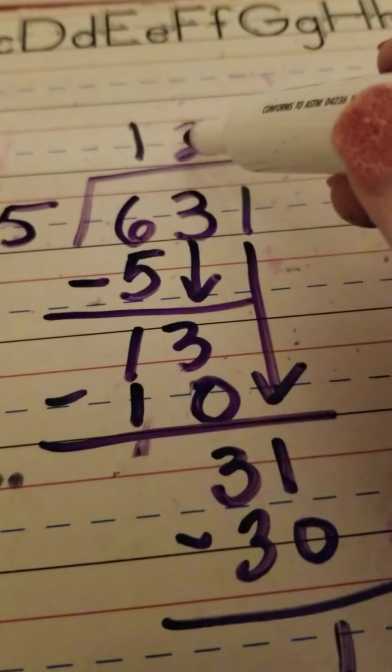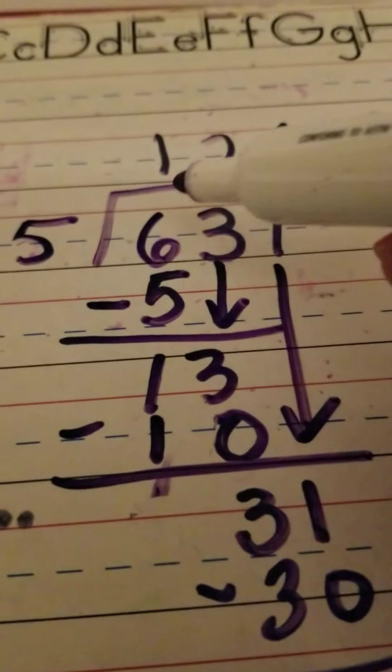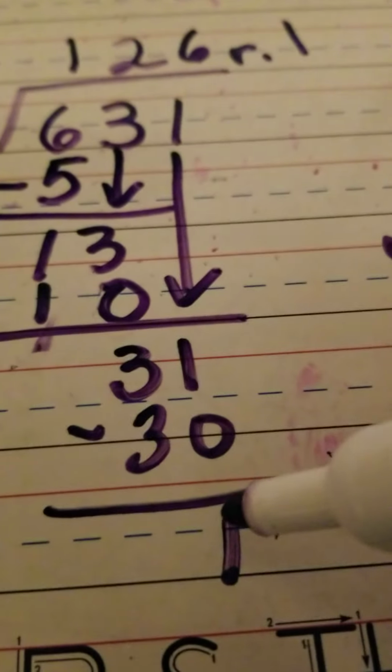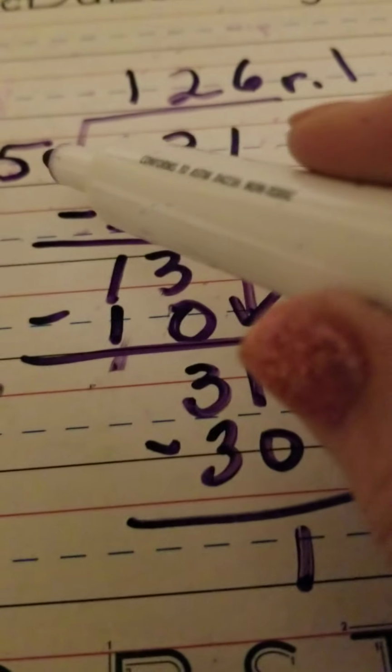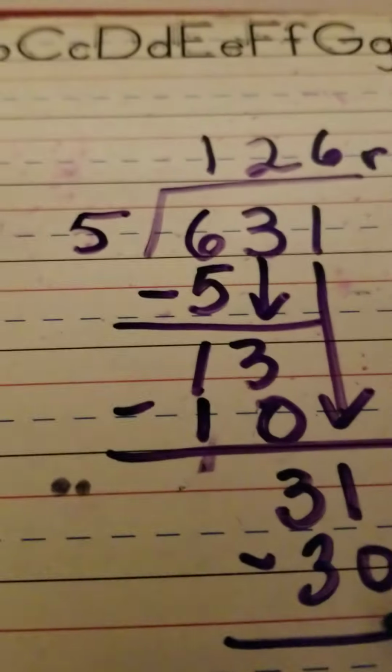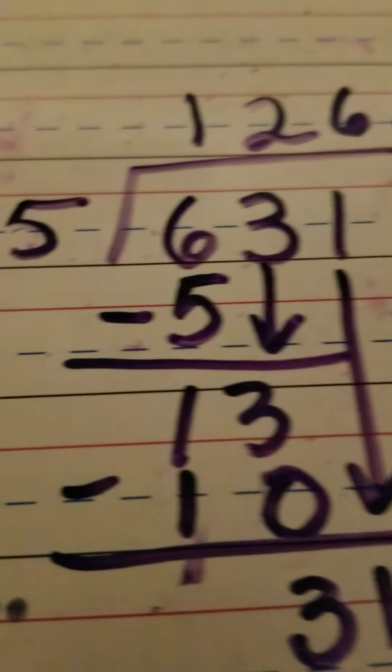So 5 times 126 equals 630 with a remainder of 1. Okay? So your remainder goes up here. You go all the way you can, as close as you can, to get to an even number, like total. Okay? So 5 times 126 is really 630, and then you have 1 left over. Okay, that's just a practice one. That wasn't one of your problems.